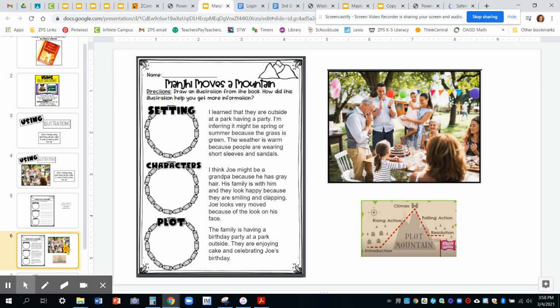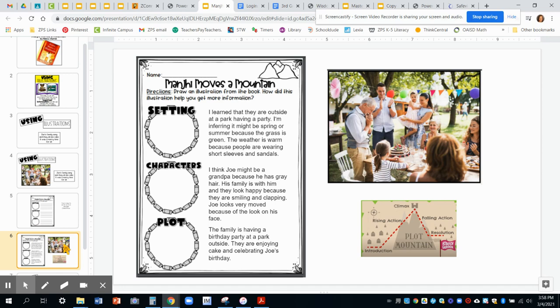The weather is warm because people are wearing short sleeves and sandals. I got all that information from that picture. I could write a lot more too. Now, thinking about the characters, I wrote, I think Joe might be a grandpa because he has gray hair.